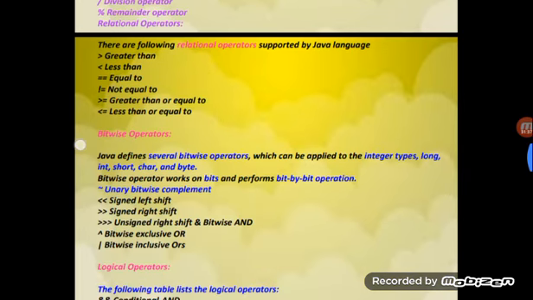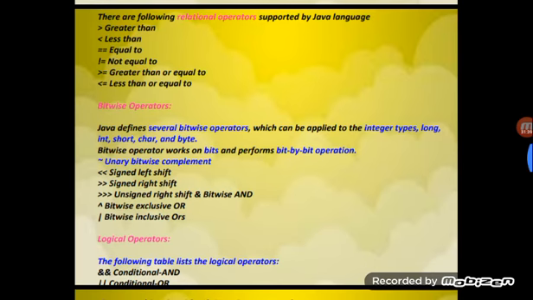There are the following relational operators supported by Java. Greater than, less than, equal to, not equal to, greater than or equal to, less than or equal to. Whenever you use conditions like a is greater than b, or a is less than b, relational operators are used. Bitwise operators.